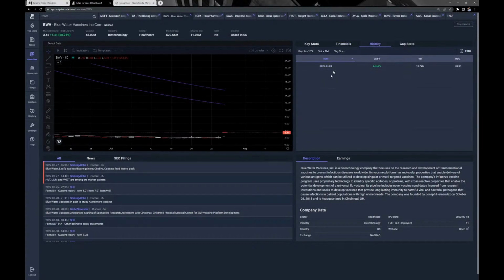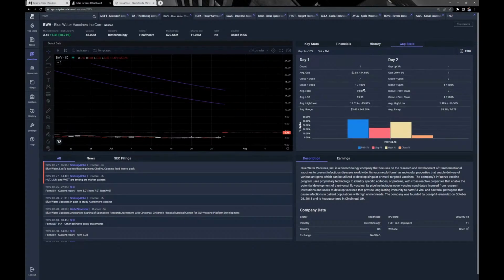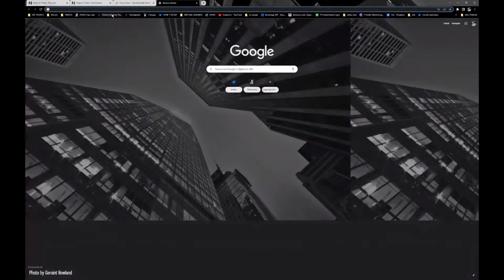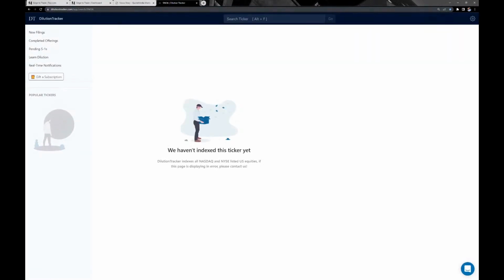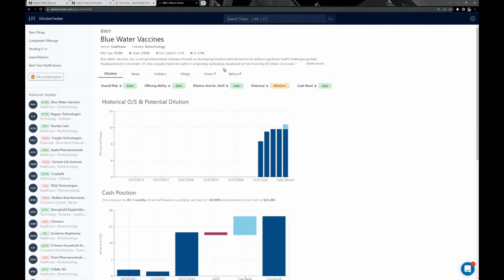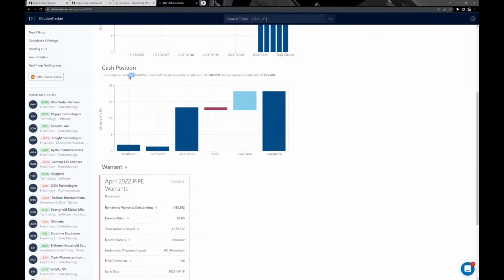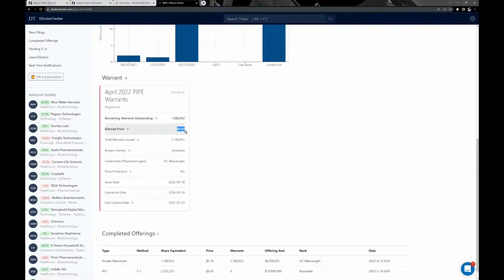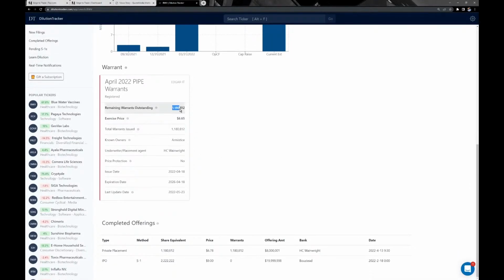History over here, we check if they had previous gappers. And over here, we had only one gapper that closed below the open, which was a 9:31 fail. I also check with Dilution Tracker if they have offerings. So this is all my pre-market routine. And we can see they have 85 months of cash, but remember it's 18 million cash, all right? Only because they're losing 200K per month. That's the reason why they have 85 months of cash. They have warrants, PIPE warrants at 6.65, of almost 1.2 million.